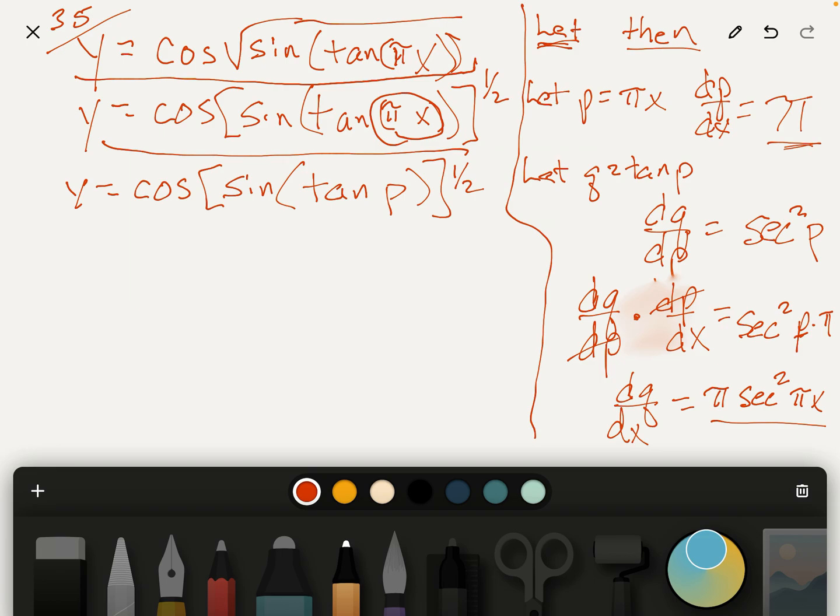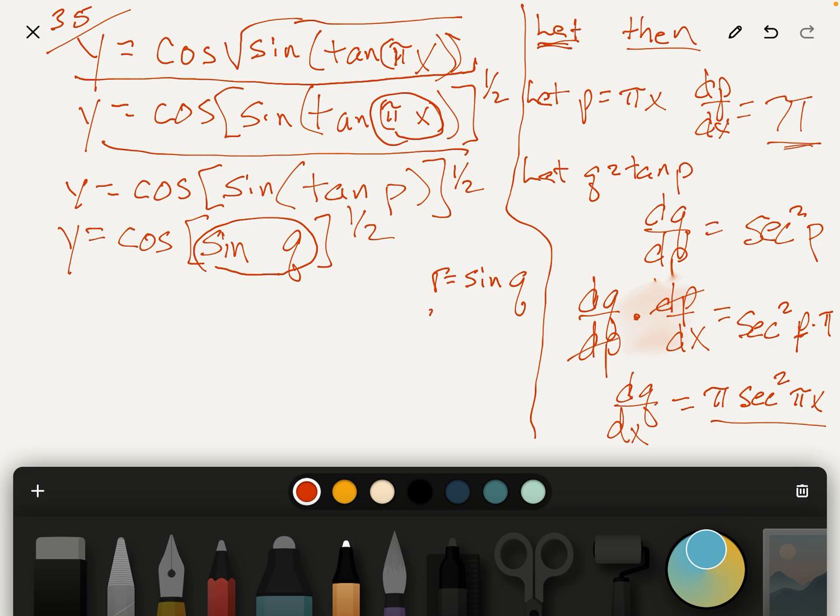So now what's our next substitution? We have sine of q to the 1/2. So our next substitution is going to be for sine q, because we know how to differentiate that. So what are we up to? Now we're at r. I have to squeeze this in a little bit, but that's okay. So let r equal sine q, and dr dq equals cosine q. We know that.